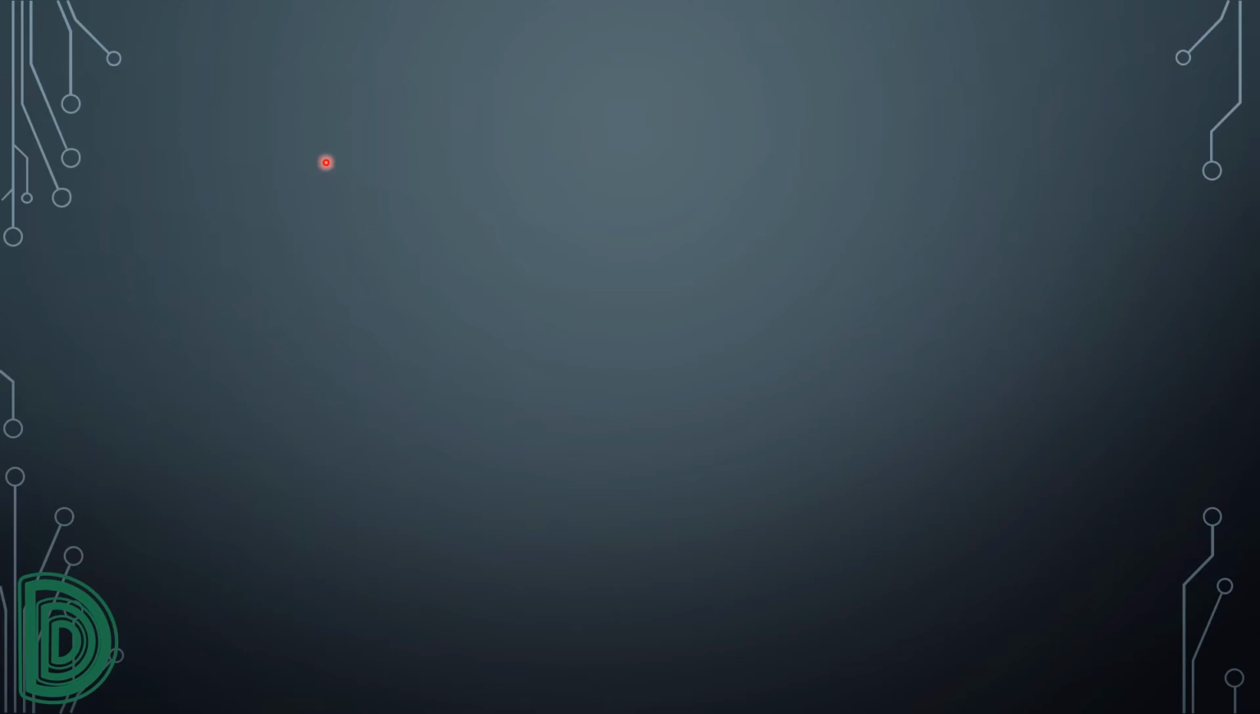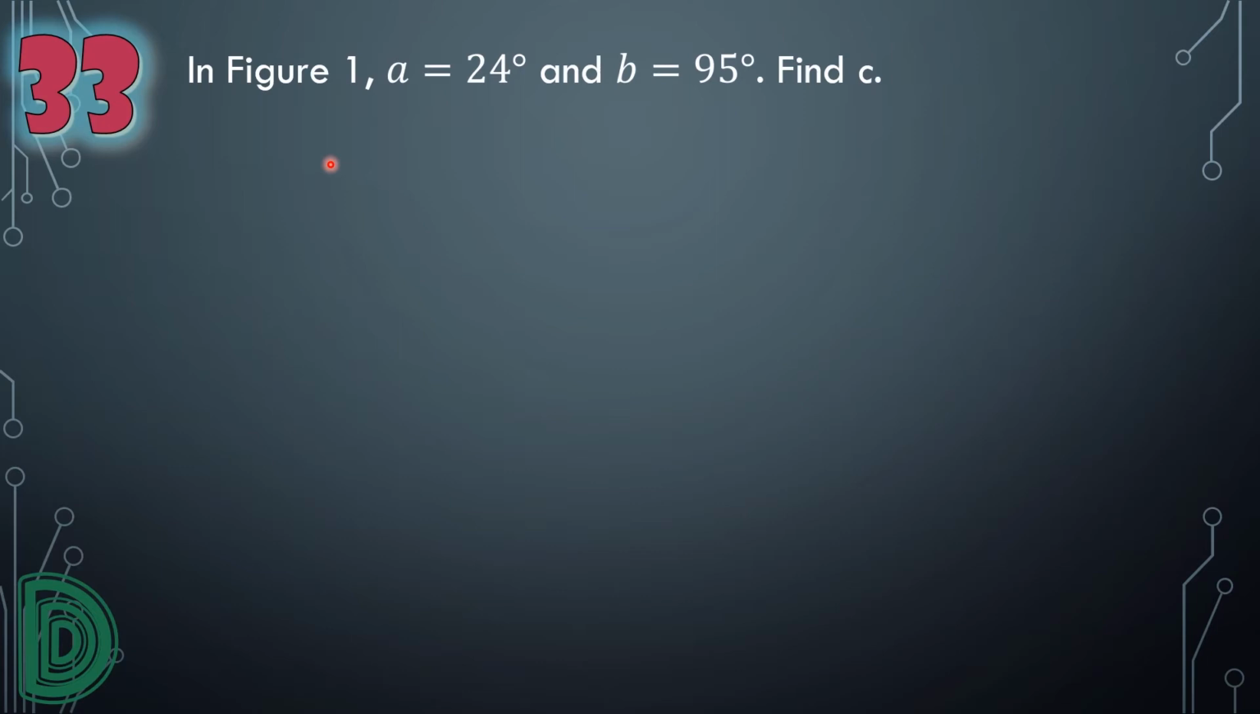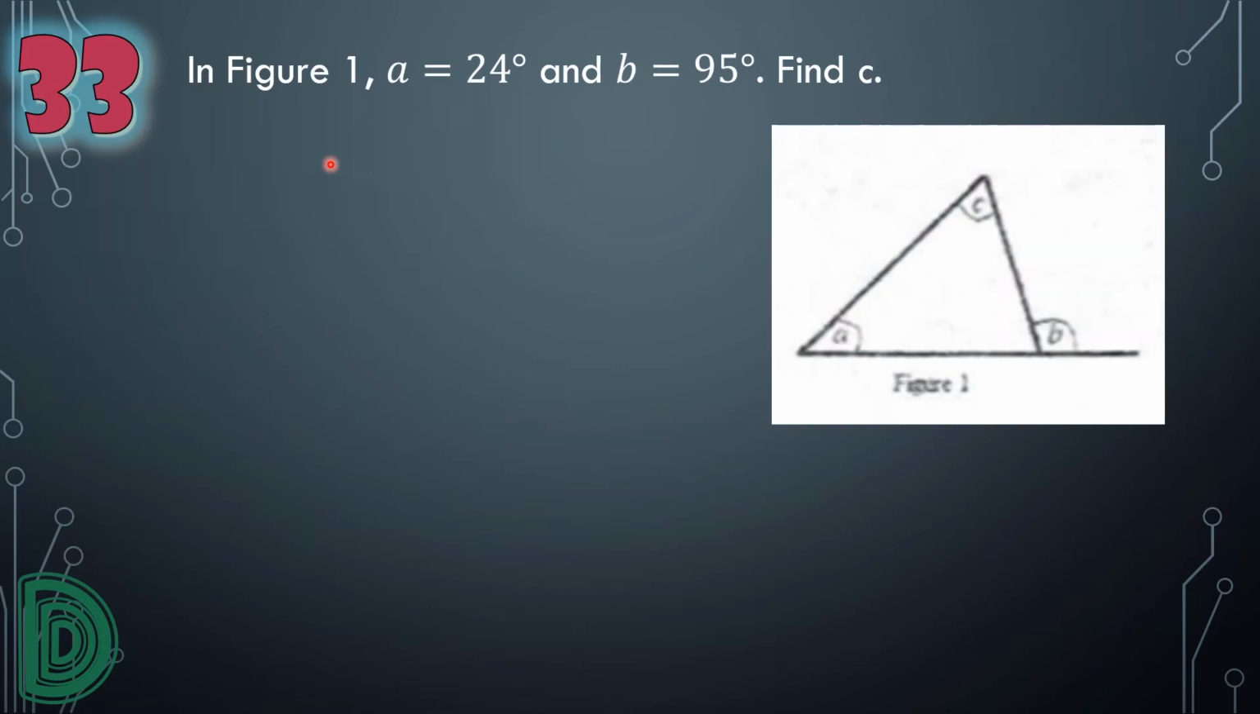Number 33. In figure 1, angle A equals 24 degrees and angle B equals 95 degrees. Find C. From the figure, we see that B is an exterior angle and angles A and C are the remote interior angles. The exterior angle theorem states that the exterior angle of a triangle is equal to the sum of the measures of the two remote interior angles.